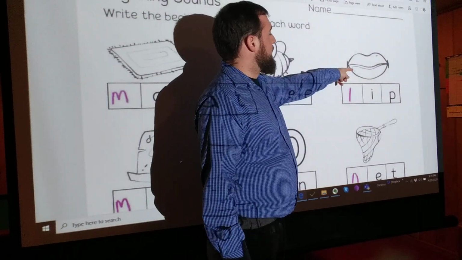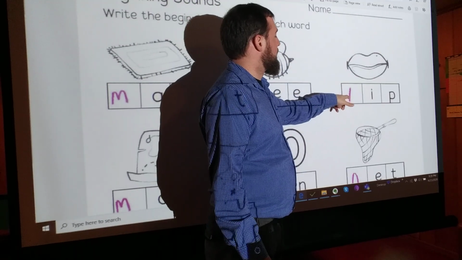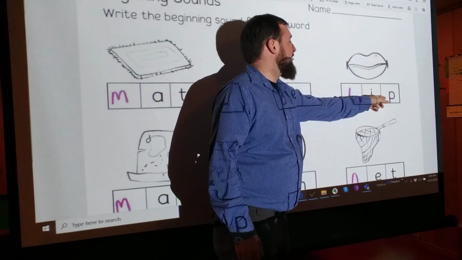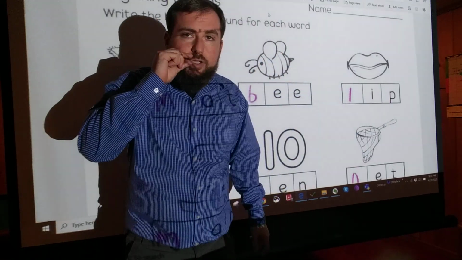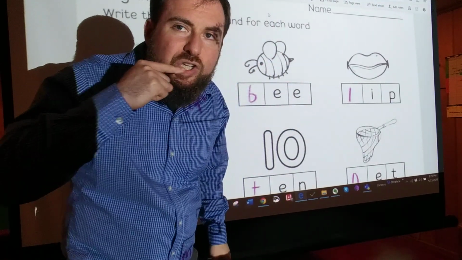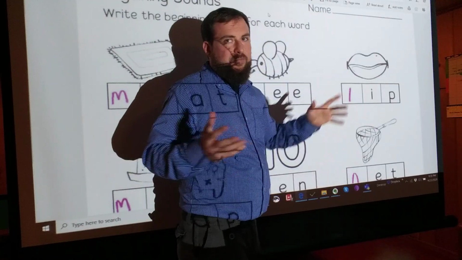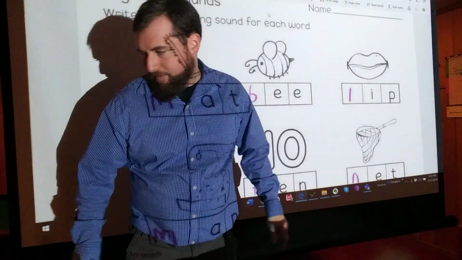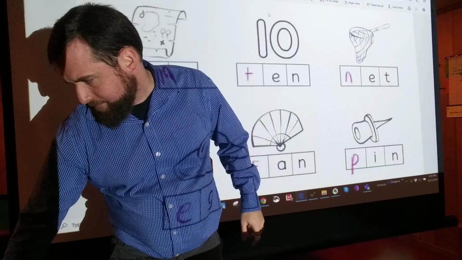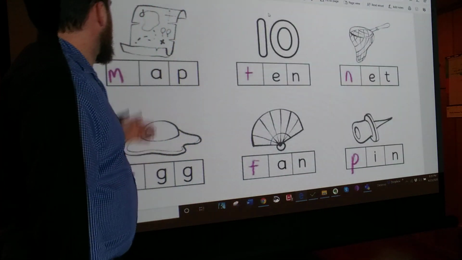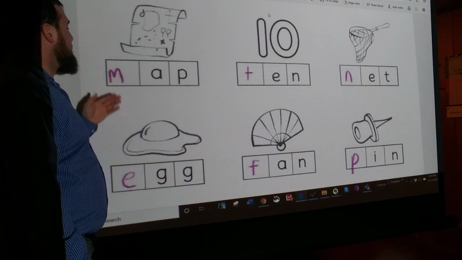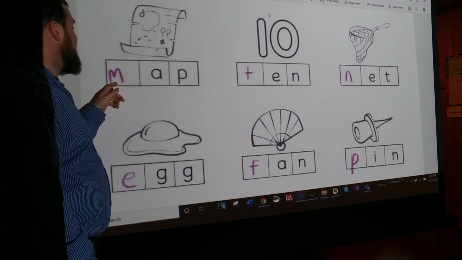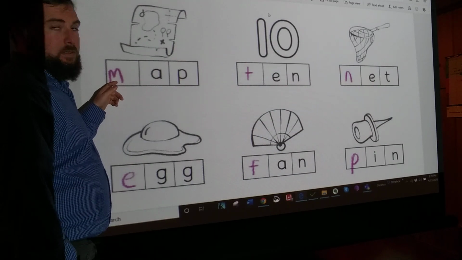Okay. Lip. L-I-P. Remember, they mean this. Lip. I know it's not a very good picture, but that's what they mean. That's a lip. Okay. Map. M-A-P. M for m. Map.